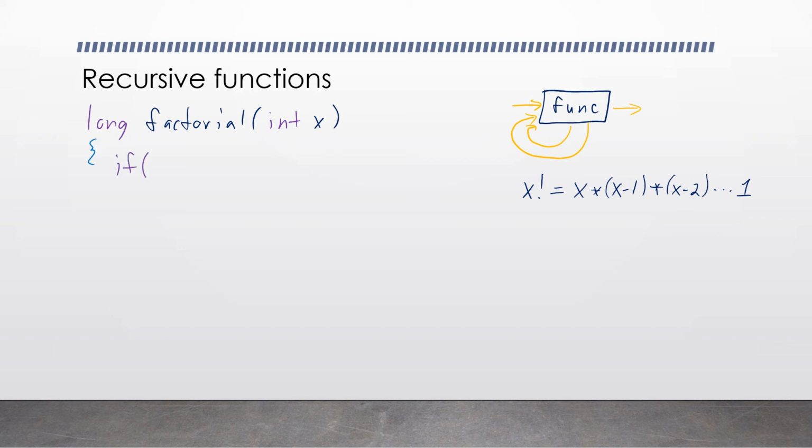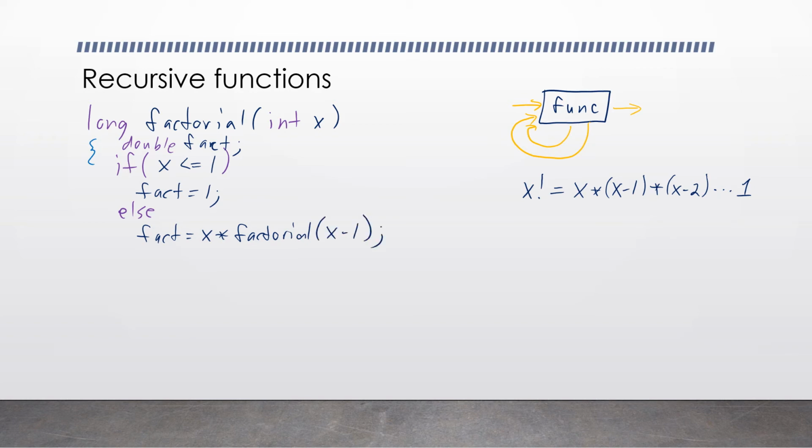If x is less than or equal to 1, fact equals 1. Forgot to define my internal variable here. Else, fact equals x times factorial of x minus 1. And then we return fact.